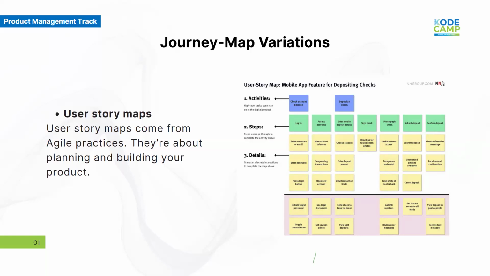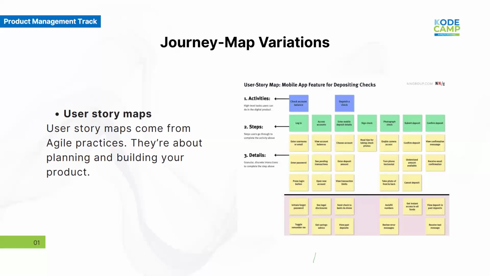Now, the map version of this layout lays out those stories visually, often aligning them with releases or sprints. Let's say we are building that mobile check deposit. We break it down into steps: logging in, starting a deposit, taking a picture of the check, entering the amount, confirming the transaction. Now, for each step, we note the features we'll need, enabling camera access, scanning, all of that information.